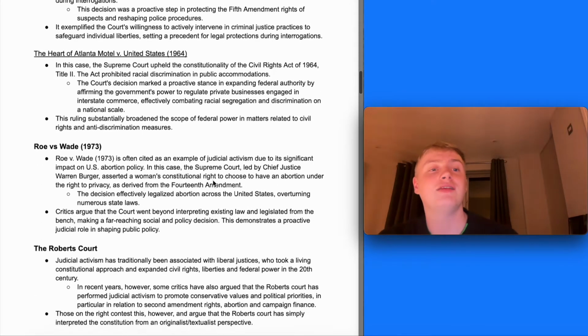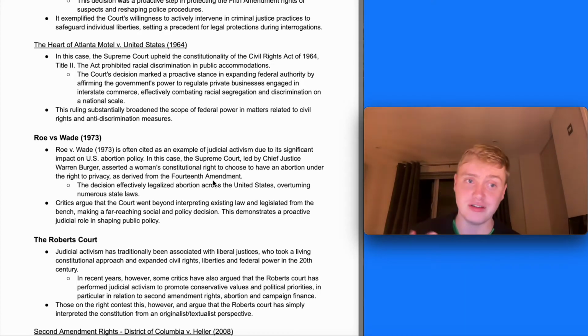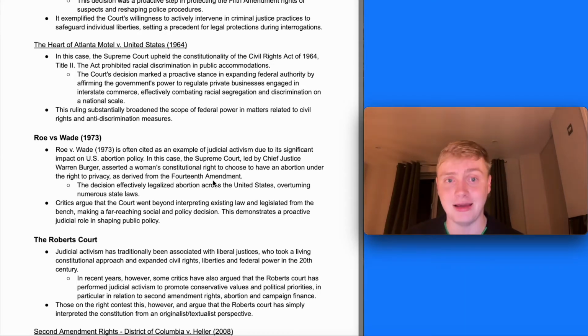And finally, in Heart of Atlanta Motel versus the United States, the Supreme Court upheld the constitutionality of the Civil Rights Act of 1964, which prohibited racial discrimination in public accommodations. The court's decision marked a proactive stance in expanding federal authority by affirming the government's power to regulate private businesses engaged in interstate commerce, effectively combating racial segregation and discrimination on a national scale.